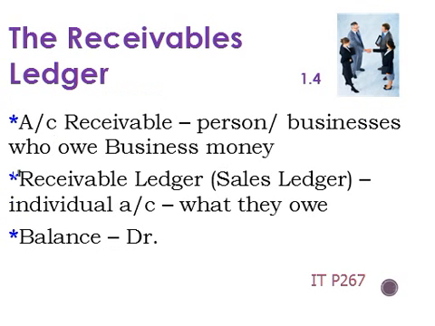An account receivable is a person or business who owes the business money. The balance of their account is usually a debit, because a receivable is an asset to the business. The receivable ledger, or sales ledger, contains all the individual customer accounts, showing the amount which they owe the business.